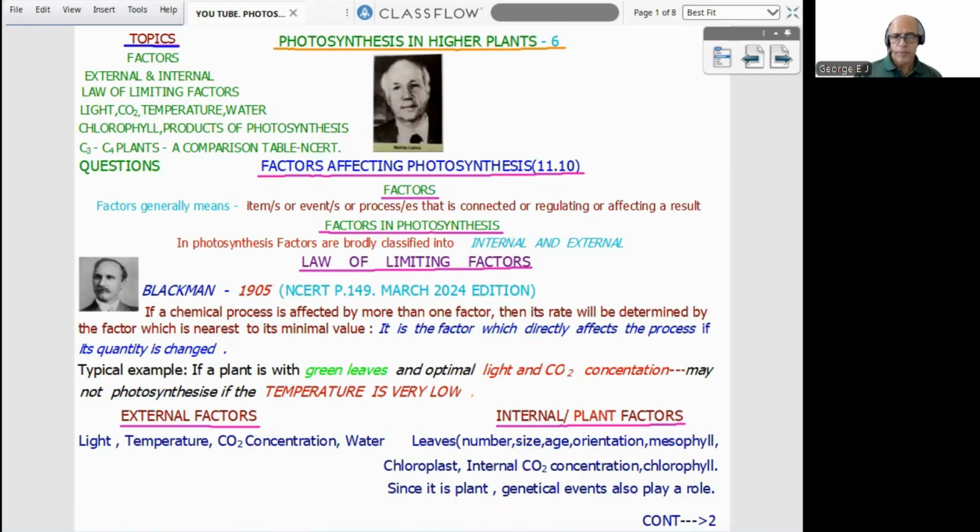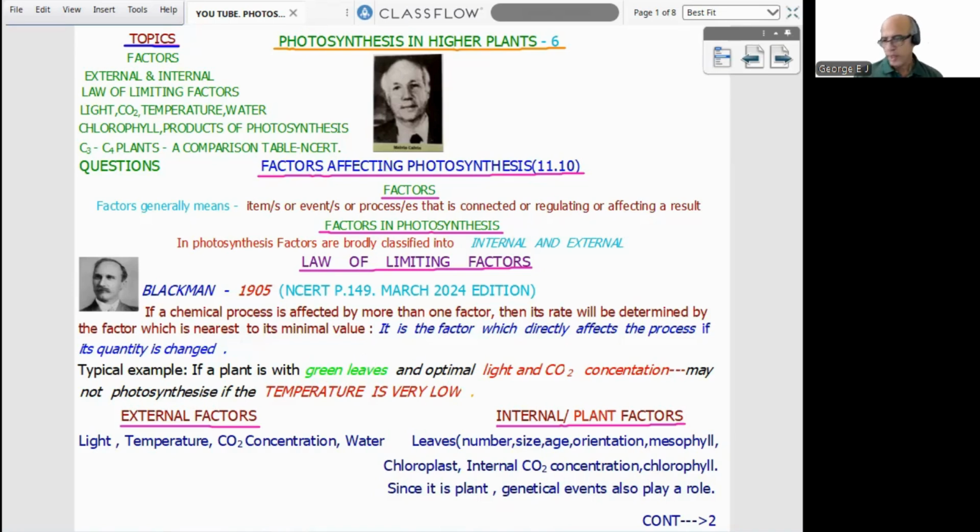A typical example from photosynthesis itself we can take. If a plant has green leaves and optimal light and carbon dioxide concentration, it may not do photosynthesis if the temperature is very low. So there, temperature becomes limiting. I think the idea is clear.